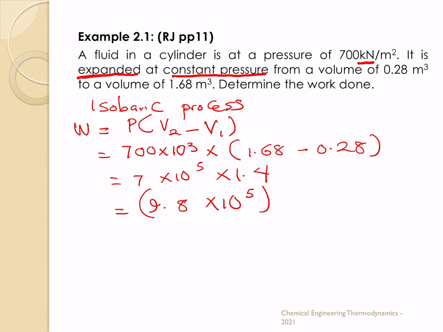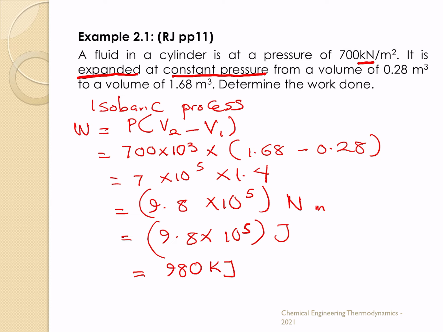And if you multiply out the units as well, that should give us Newton meter, which is equivalent to joule. So this is the same thing as 9.8 times 10 raised to the power 5 joule. So take note of that. So that gives us 980 times 10 raised to the power 3, so we can say kilojoule, or we can write it as 0.98 megajoule. So take note of those units.